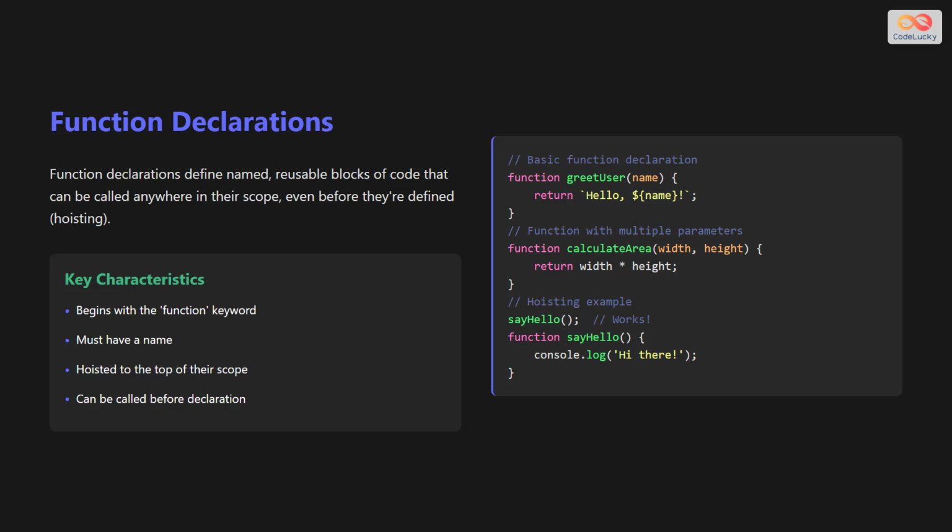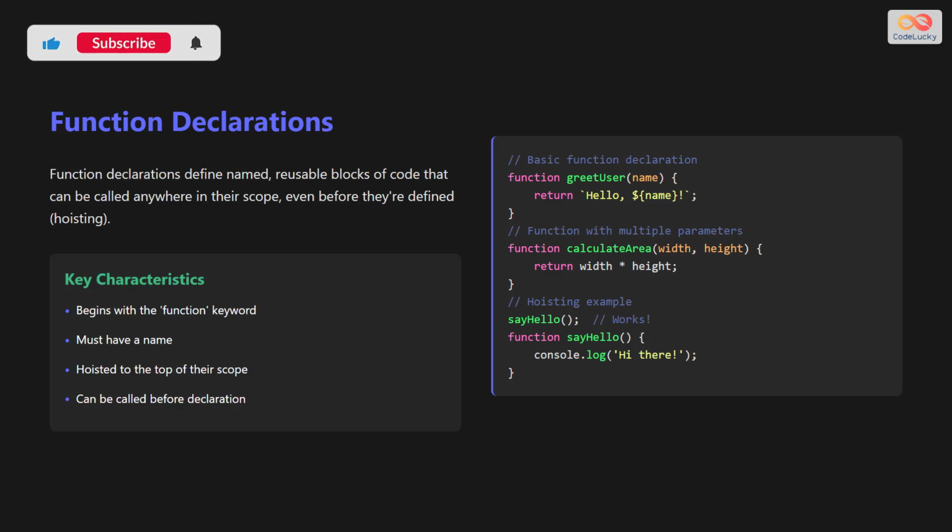Here are some examples of function declarations. The first example shows a basic function declaration called greetUser that accepts a parameter name and returns a greeting message. The next example demonstrates a function named calculateArea that accepts width and height as parameters and returns the area.